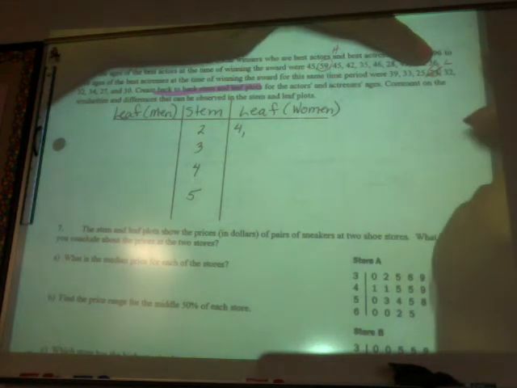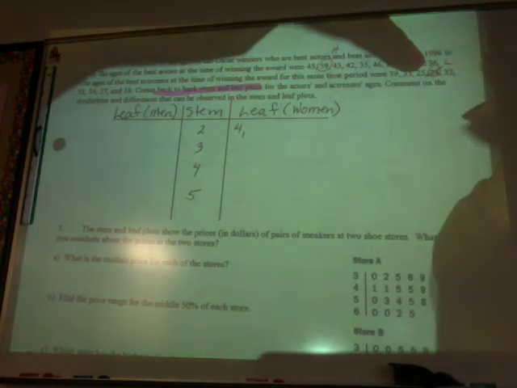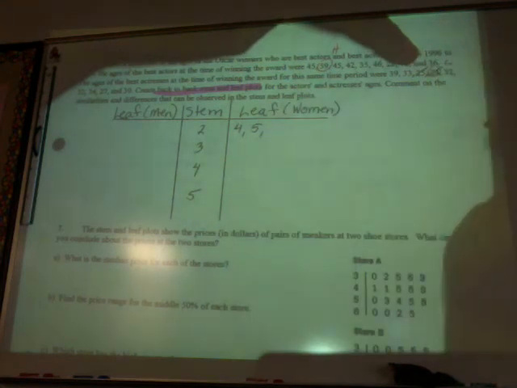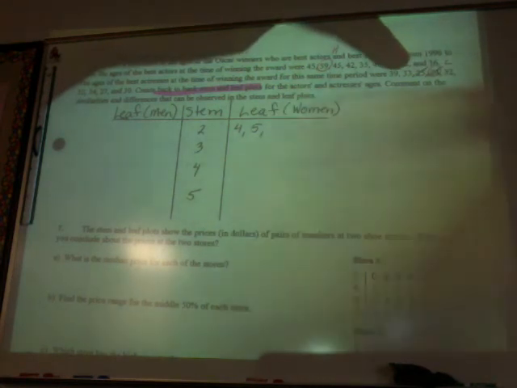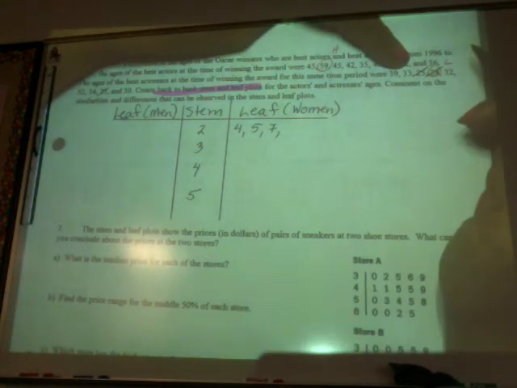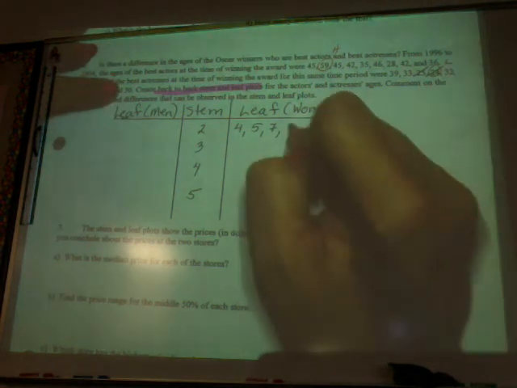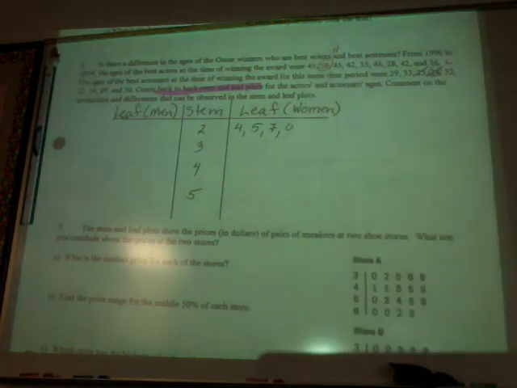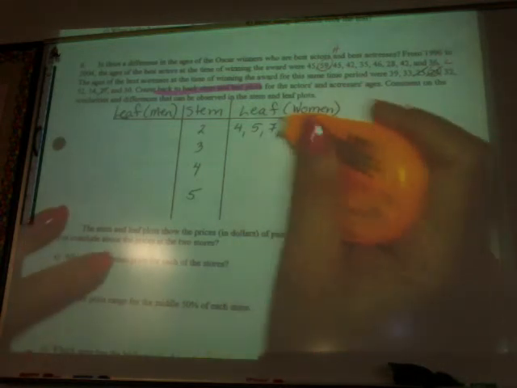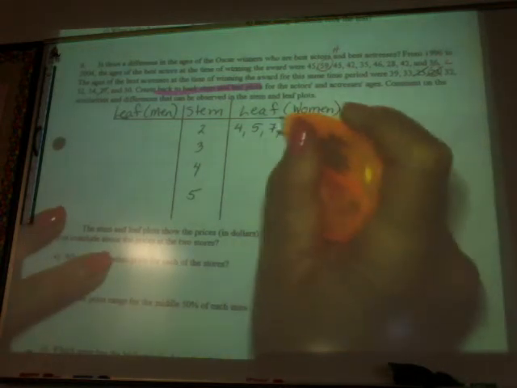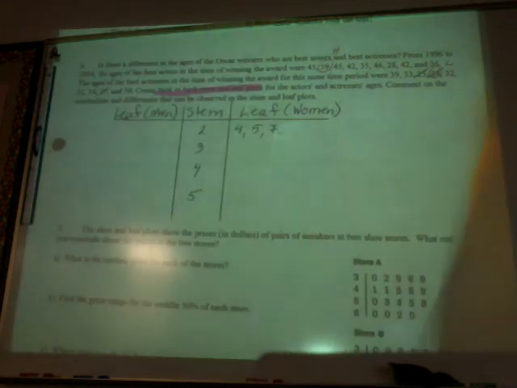So 4, try to be neat. And then 25, right? And then no more, 27. And then for our 30s, we have a 30. Oh, I don't want that. Then we break into a new stem. All right, so our 30 goes down here.